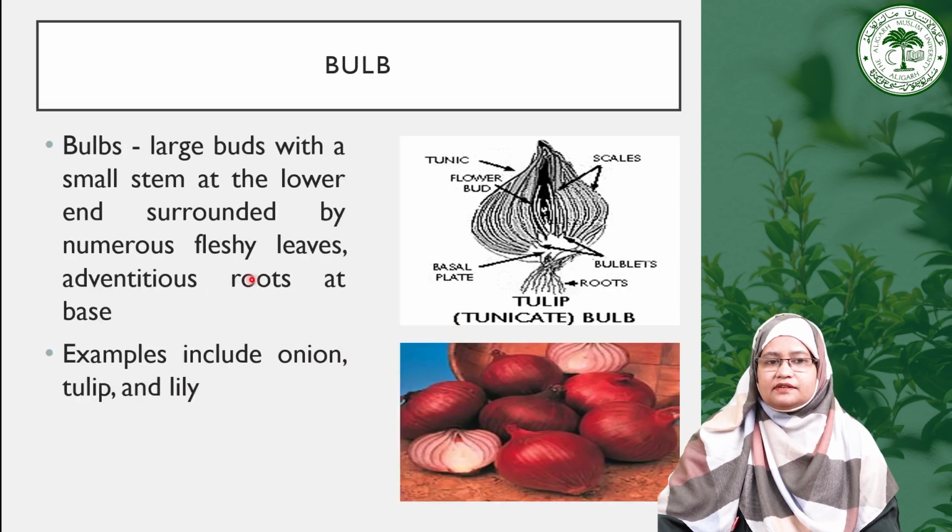Now moving towards the next type, that is the bulb. A bulb is a large bud with a small stem at the base. The stem is very reduced and is surrounded by numerous fleshy leaves. As in the case of onion, you can see here these are the fleshy leaves, and this is the very suppressed stem, and from its base there is origination of roots. As you can see in tulip or onion, these are the adventitious roots. Examples of the bulb are onion, tulip and lily. These are the examples of the bulb type of underground stem.